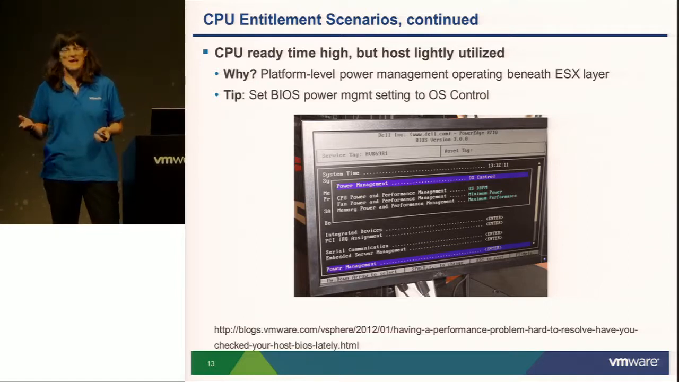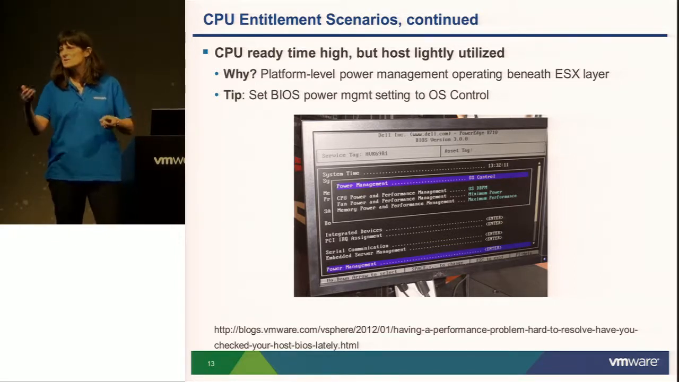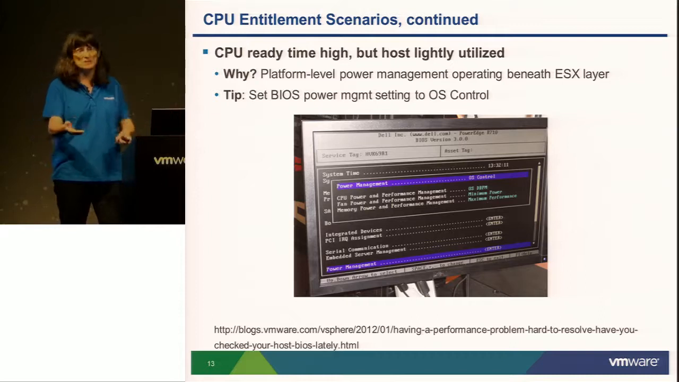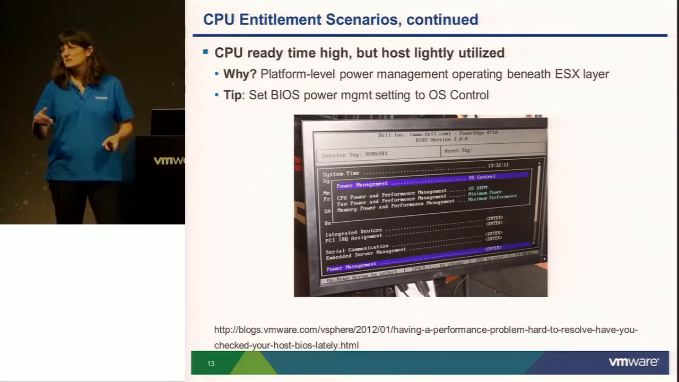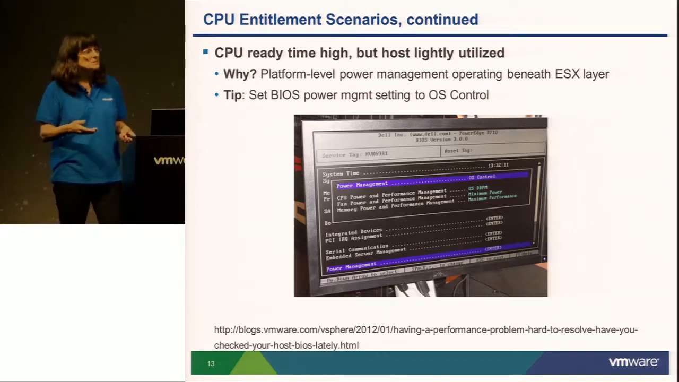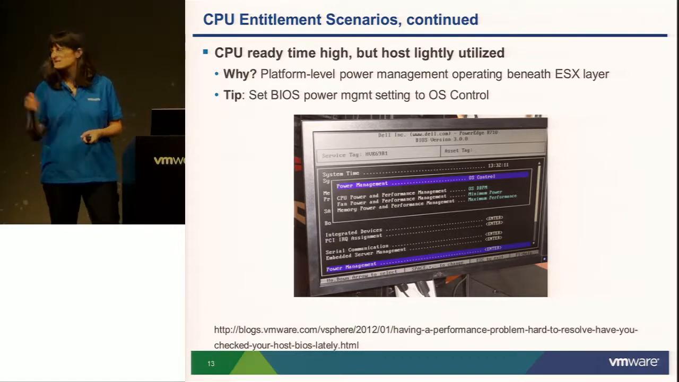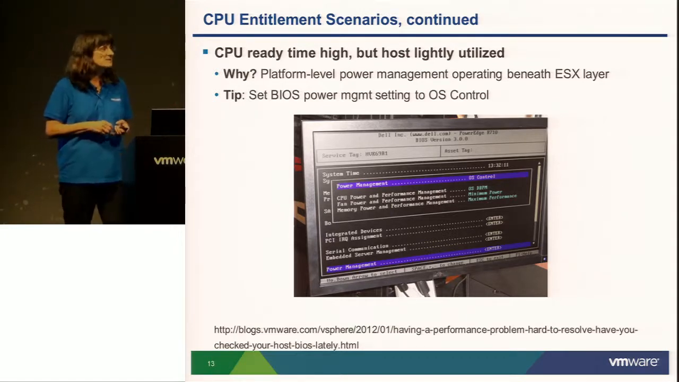What this does is say, ESX, you manage power, and therefore ESX knows when frequency and voltage are changing because it's the one changing them. It does it in accordance with being able to deliver the CPU and memory that VMs expect. So this basically fixed that problem.